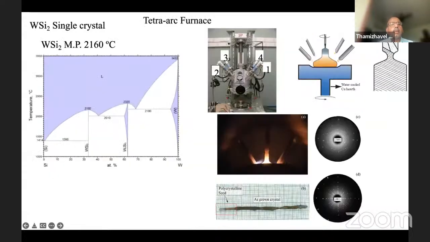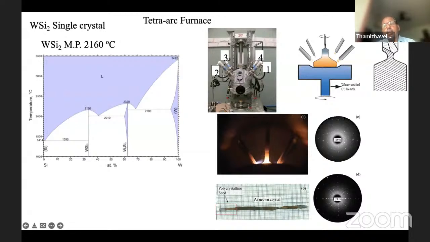But in today's talk, I'm going to highlight the work on our WSi2 single crystals, this tungsten disilicide, which has a melting point around 2160 degrees centigrade. It melts congruently, and it can be grown by the Czochralski method. For this Czochralski method, you need to have a tetra-arc furnace. What we have in our lab is a tetra-arc furnace.